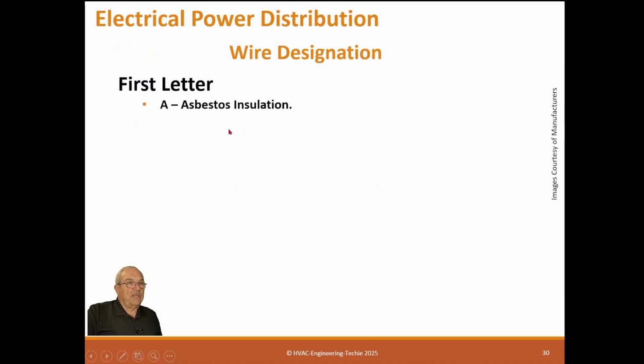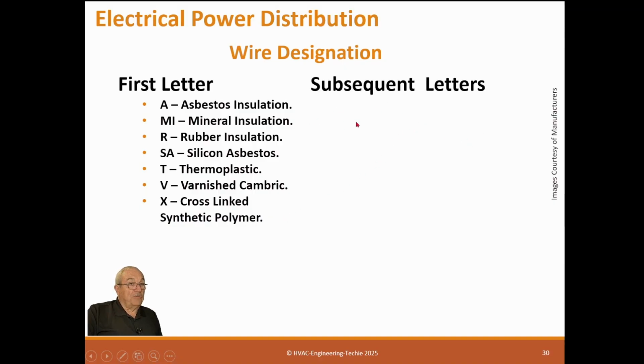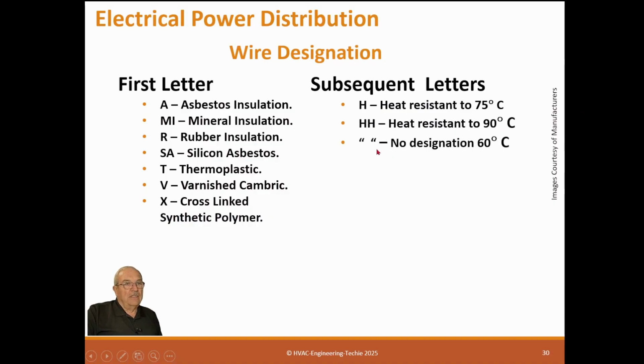The wire designation, the first letter of the wire: A is for asbestos, M is for mineral, R is for rubber, SA is for silicon asbestos, T is thermoplastic, V is varnished cambric, X is cross-linked synthetic polymer. Subsequent letters, and there's going to be more than one. The H is for heat resistance up to 75 C. HH is heat resistance up to 90 degrees C. No designation is for 60 degrees C.